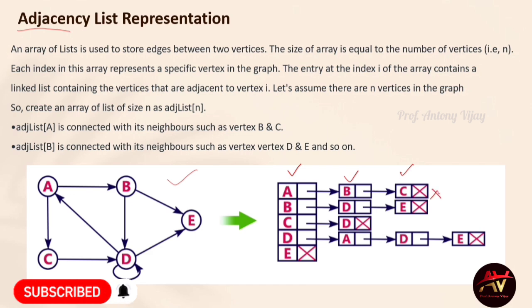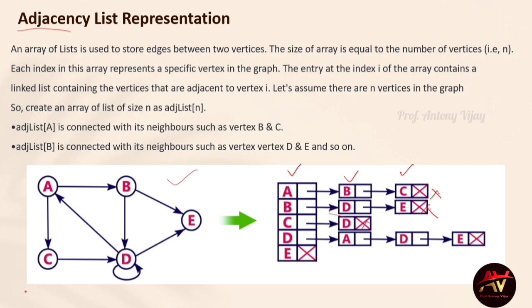And for B, let's see the outgoing edges. B to D and B to E. So we have to draw like this. B to D and D to E. After that, no. Then C. For C, we have only one outgoing edge, that is D. So we have to cut like this.